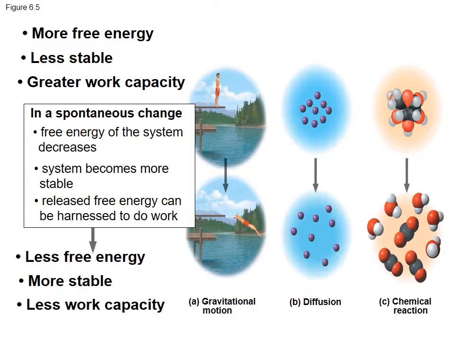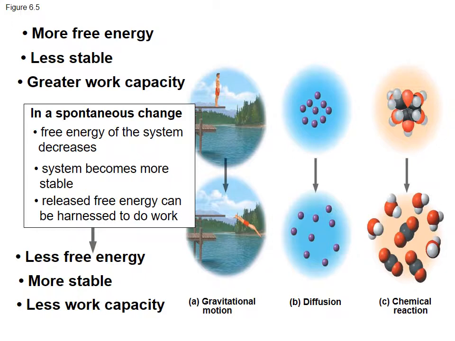So if we look at these pictures here, these are common ways to illustrate energy. The first series of images has a diver on a diving board and a diver jumping off the diving board. In the state where the diver is on the diving board, there's more free energy. It's less stable and there's greater capacity to do work. And then when the person is jumping off the diving board, there's less free energy available. It's more stable and there will be less capacity to do work. In a spontaneous change, the free energy of the system decreases and the system becomes more stable, and that released free energy can be harnessed to do work.